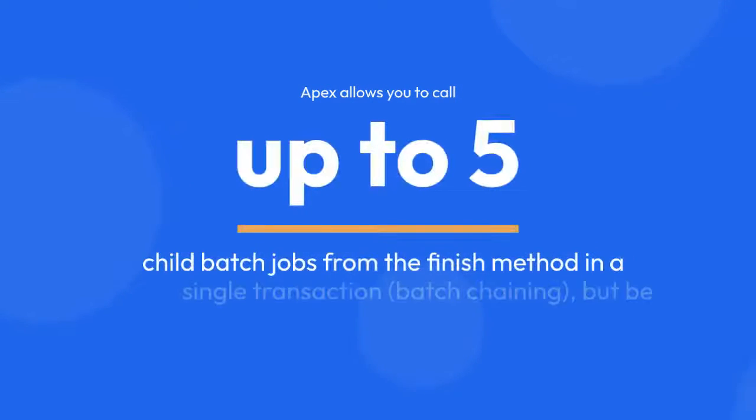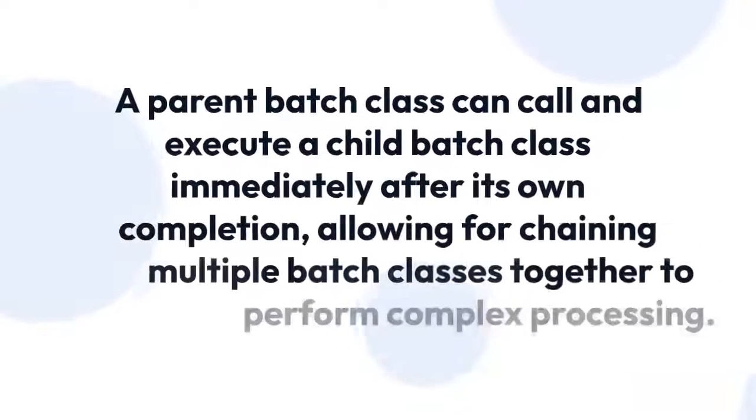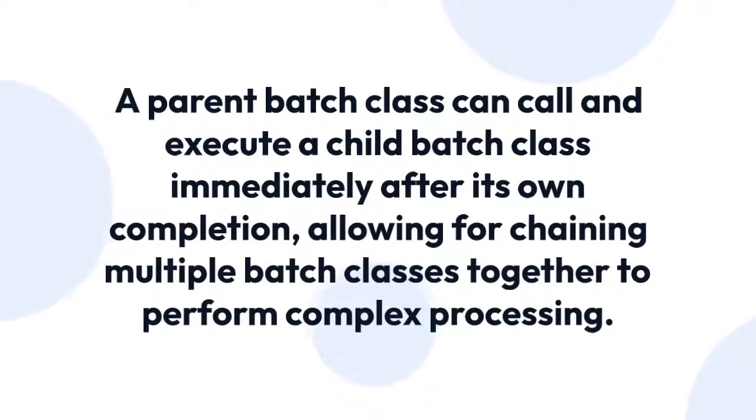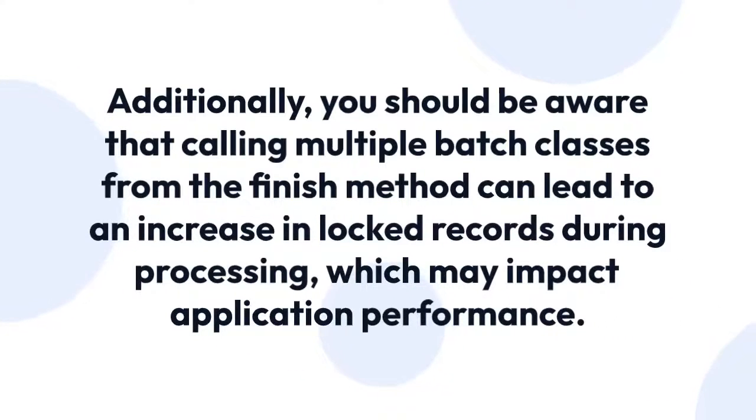Apex allows you to call up to 5 child batch jobs from the finish method in a single transaction, but be mindful of the limits of a single transaction. A parent batch class can call and execute a child batch class immediately after its own completion, allowing for chaining multiple batch classes together to perform complex processing. Additionally, you should be aware that calling multiple batch classes from the finish method can lead to an increase in locked records during processing, which may impact application performance.